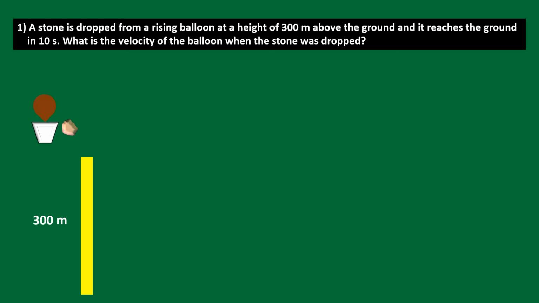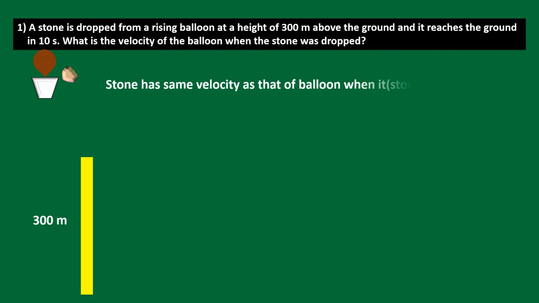The stone also moves along with the balloon in upward direction and eventually it falls down. So by this we can say the stone has the same velocity as that of the balloon when it is dropped. So if we are able to find the velocity of the stone, then that will be equal to the velocity of the balloon. So let us see what is given.